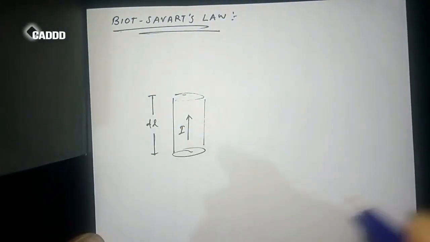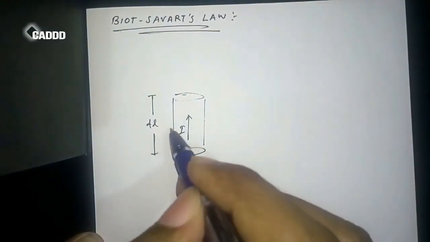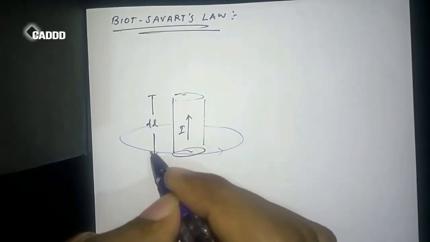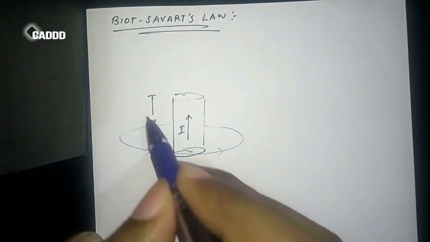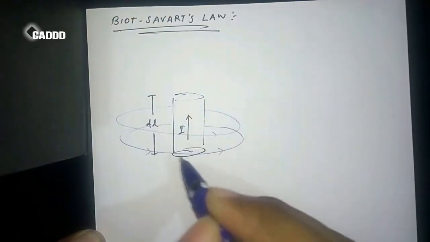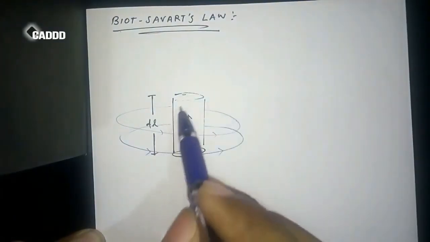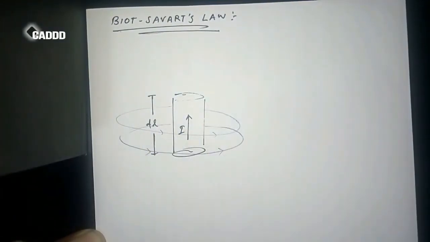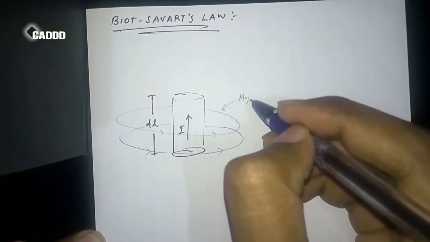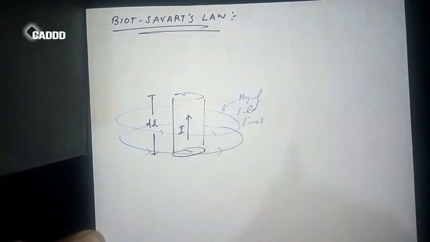And as we know, if current is moving upward, then the magnetic field lines are like the fingers' rotation of our right hand. So this is the current carrying conductor and these are the magnetic field lines.